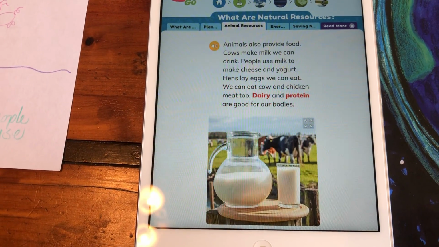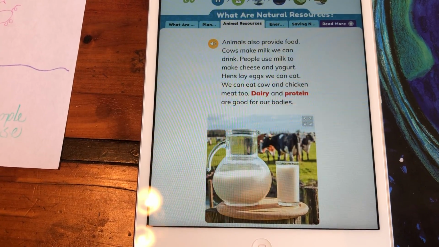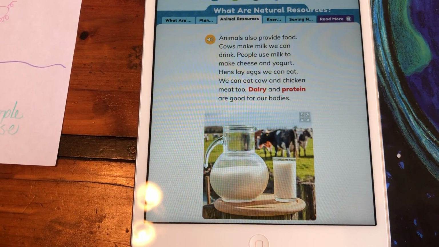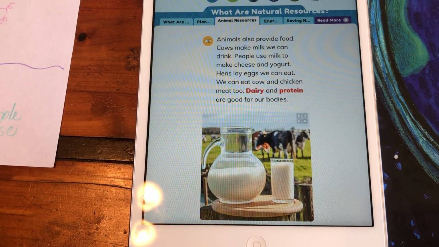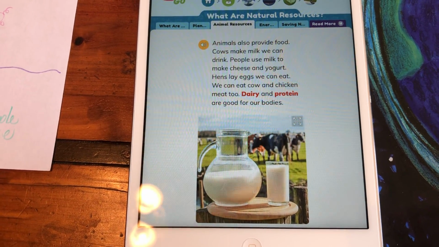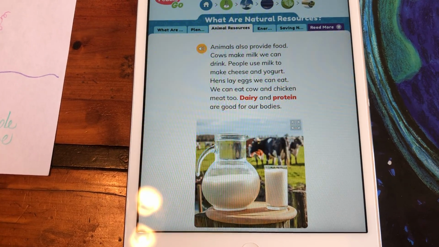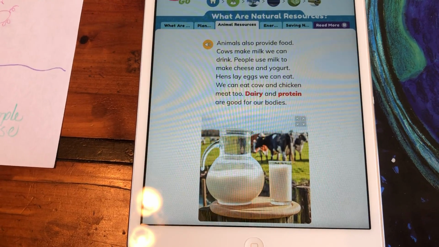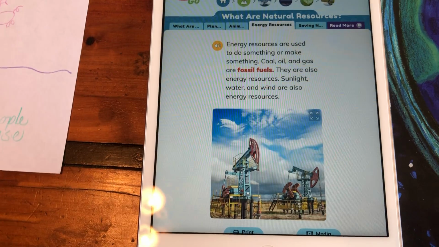This is our next natural resource page, called Animal Resources. It says animals also provide food. Cows make milk we can drink. People use milk to make cheese and yogurt. Hens lay eggs we can eat. We can eat cow and chicken meat too. Dairy and protein are good for our bodies. And so here's the milk that cows provide to us. There they are in the background. Let's see what the next one says.